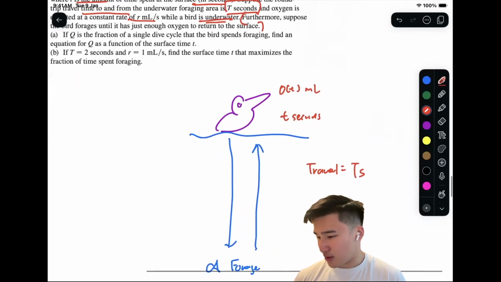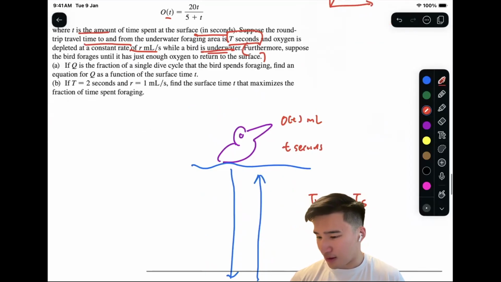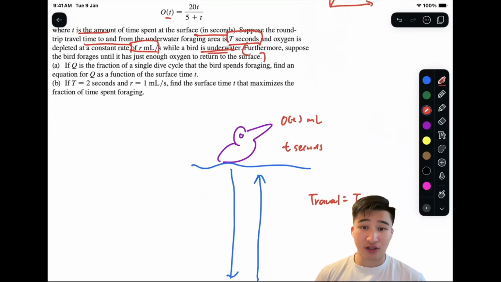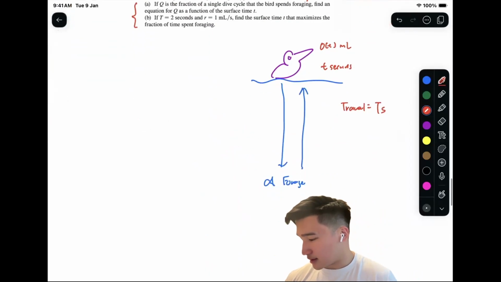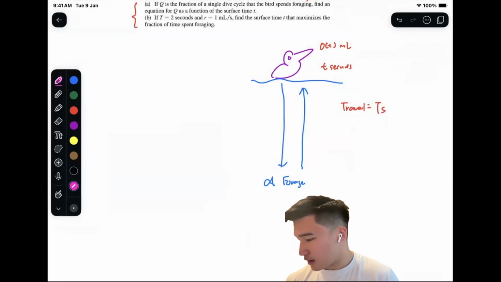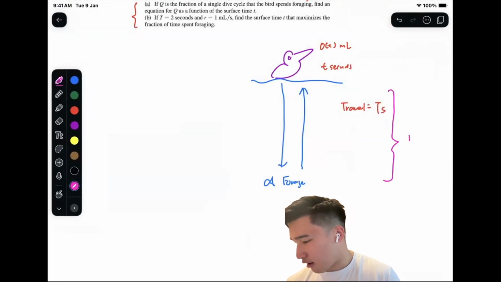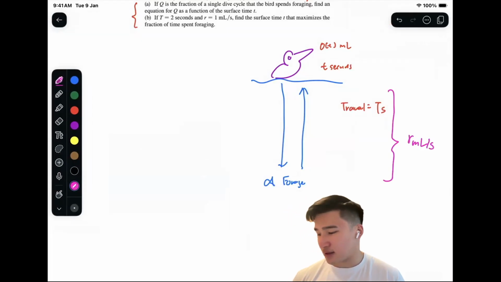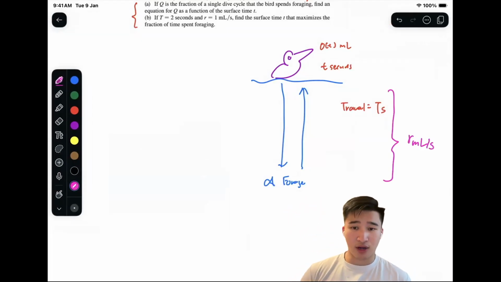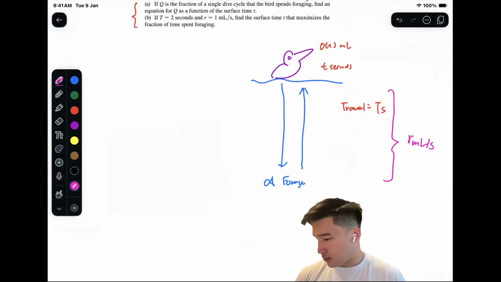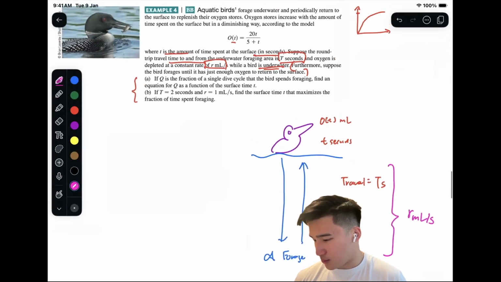And we know that r is the constant rate of oxygen depletion, right? So for the entire journey, you can envision that you will have r milliliters per second of oxygen being lost throughout the time underwater, same for foraging. So cool.